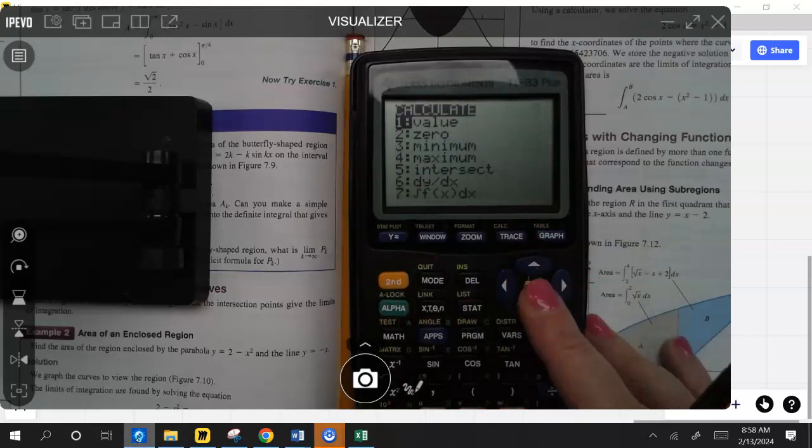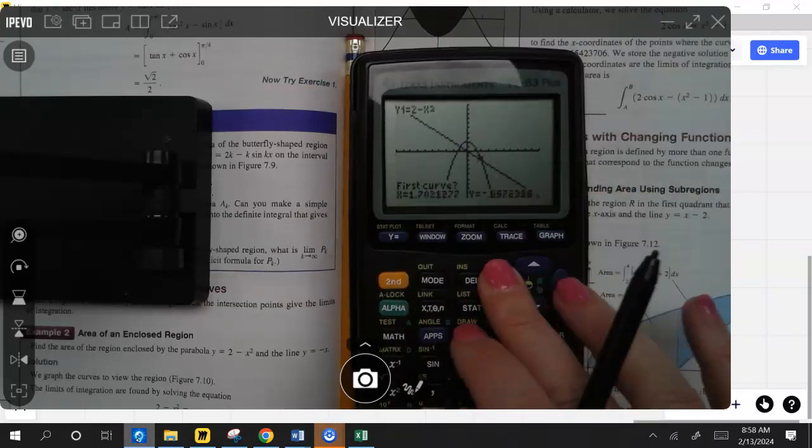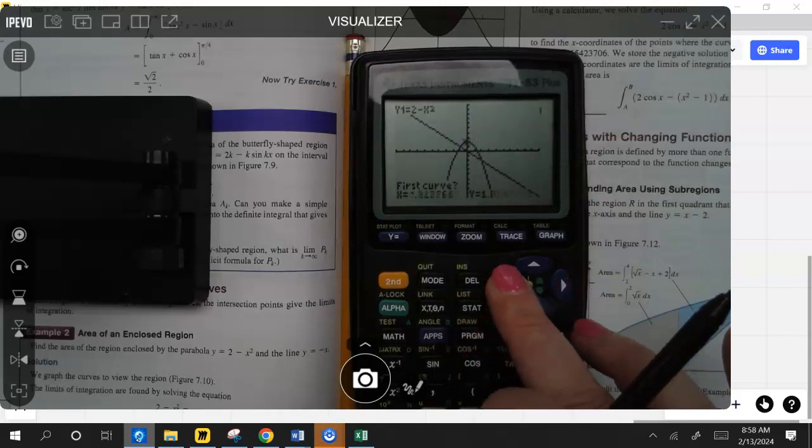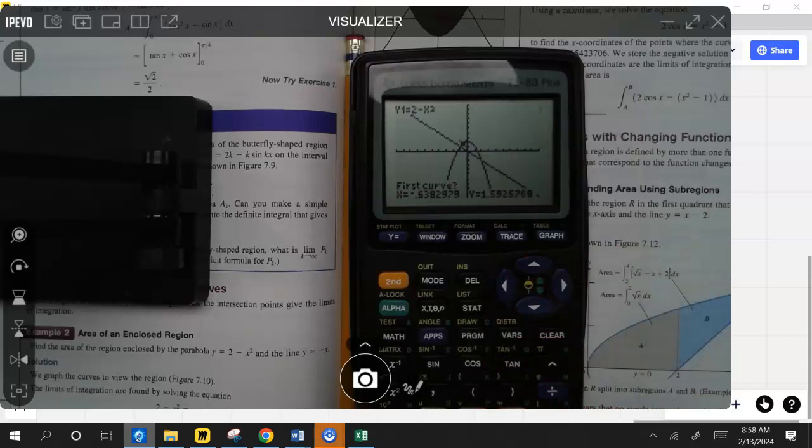Second trace, intersect. Whichever one you want, just kind of take your spider close to that intersection point. It doesn't have to be on it, just near it. And then hit enter 3 times. 1, 2, 3. That's not the answer. That's finding my bounds. Yeah. That's finding your bounds.